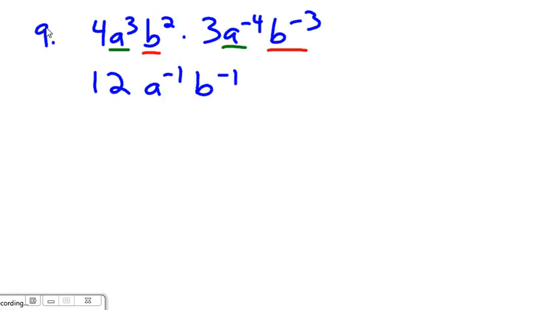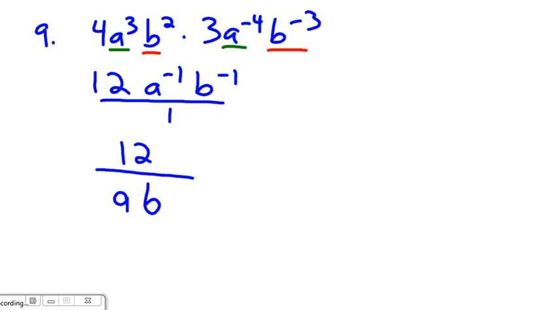Now I recognize that I have 2 negative exponents. So I need to flip those to the bottom. So you think of this as being over 1. Leave the 12 up top because it has its own exponent of a 1. Move the a to the negative 1 to the bottom where it would become a to the positive 1, and b to the negative 1 to the bottom where it would become b to the positive 1. And there's our answer.